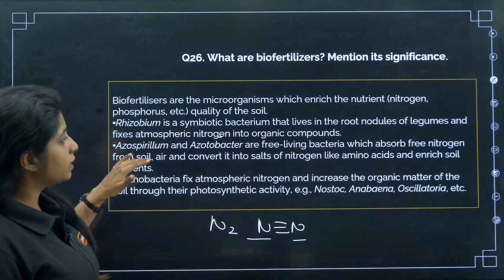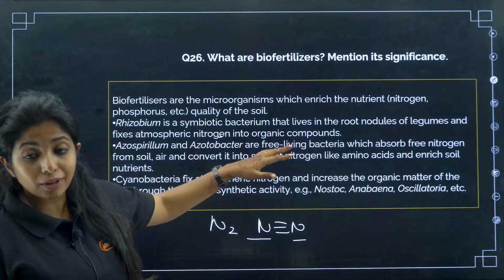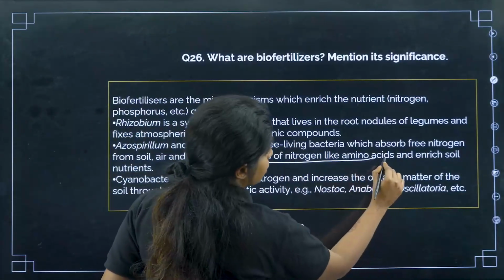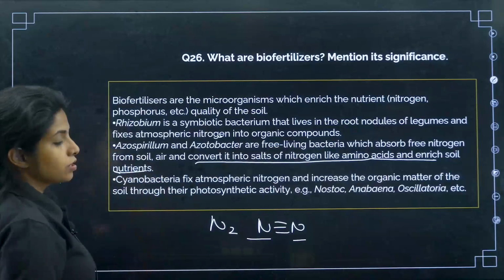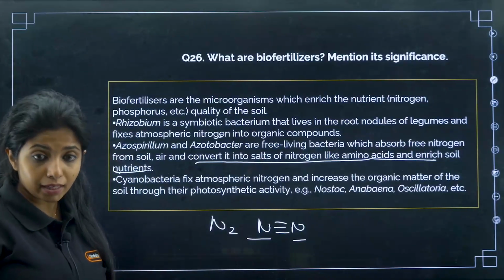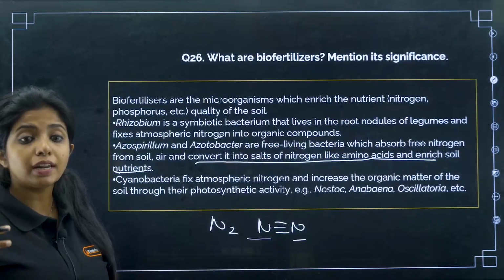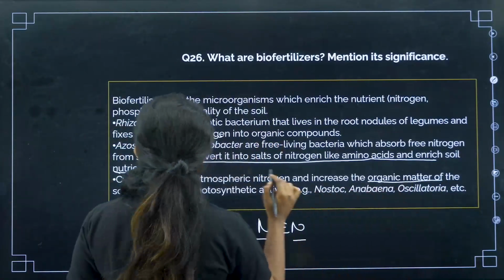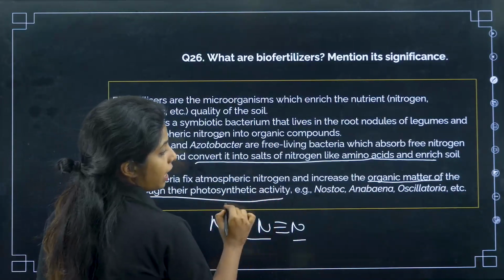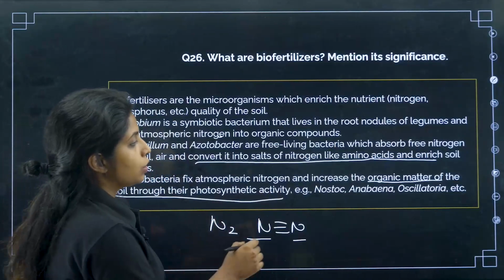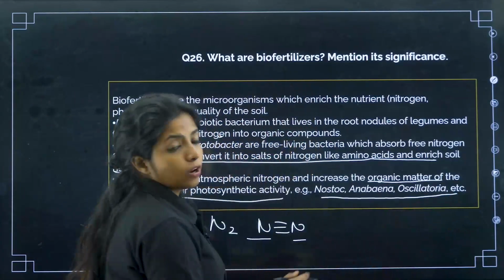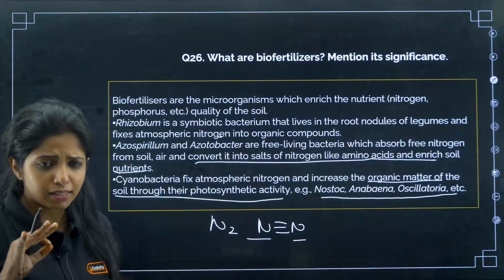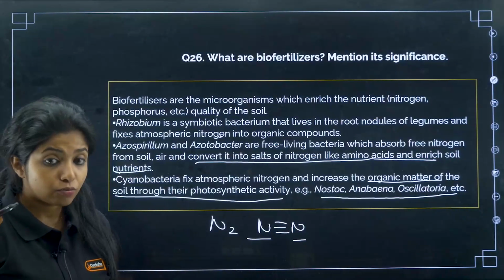Similarly, Azospirillum and Azotobacter are free-living bacteria which absorb free nitrogen from the soil and air and convert it into salts of nitrogen like amino acids and enrich the nutrients. Similarly, cyanobacteria, which are bacteria, you also call it blue-green algae. It's not algae, it's bacteria only. It fixes atmospheric nitrogen and increases the organic matter of the soil through photosynthetic activity. Nostoc, Anabaena, Oscillatoria are all examples of this, and this is entirely from your NCERT textbook. Is this something from outside? No, it's from your NCERT textbook.